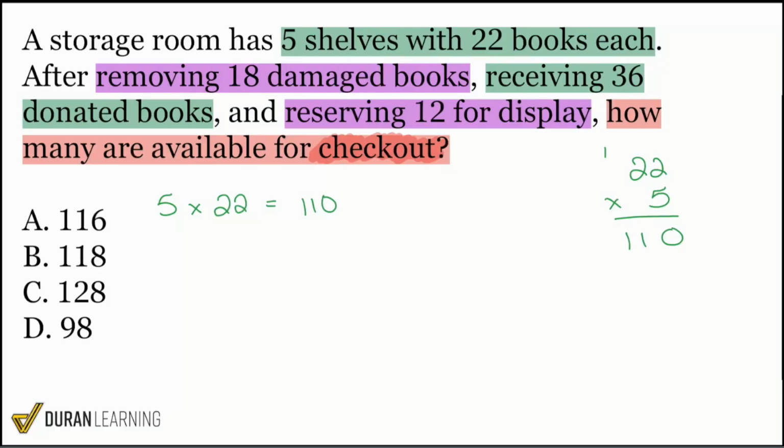Then we see that we need to subtract the 18 damaged books, add in the 36 donated books, and then take away the 12 that were reserved for display. So there we are. There's the math that we need to do: 110 minus 18 plus 36 minus 12. And when we consider the calculation we're about to do, we can make our life a little easier. We don't have to go 110 minus 18, 92, then plus 36 to get 128, then minus 12 to get down to 116.